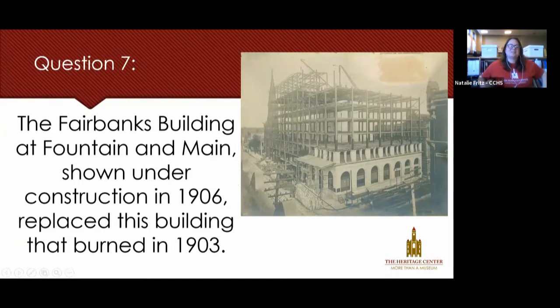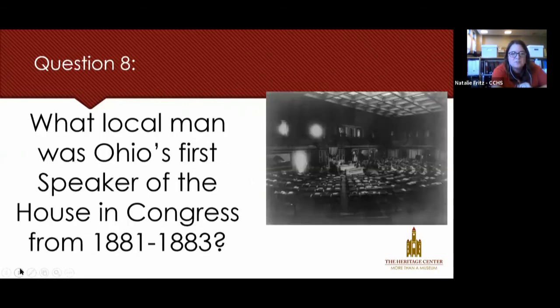The Fairbanks Building at Fountain in Maine, shown under construction in 1906 here in this picture, replaced this building that burned in 1903. So we're looking for the name of the building that burned in 1903 that was on that same corner. So the Fairbanks is whatever you want to call it now. It's First National, some people call it. It's now officially called Hull Plaza, but it was originally called the Fairbanks Building, but it replaced a building that burned a few years earlier. And you'll see the other pictures you missed when we get to the answers.